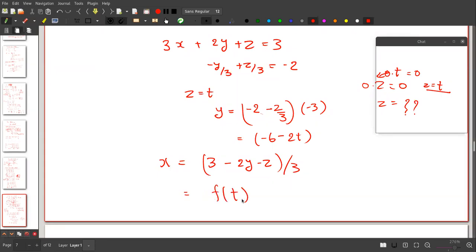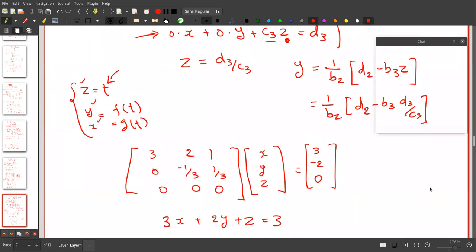Okay, so you see, if I say that t equals 0, you will get one xyz. If I say t equals 1, you will get another xyz. So depending upon t, you will get infinitely many solutions, and this is just because we had 0 here.